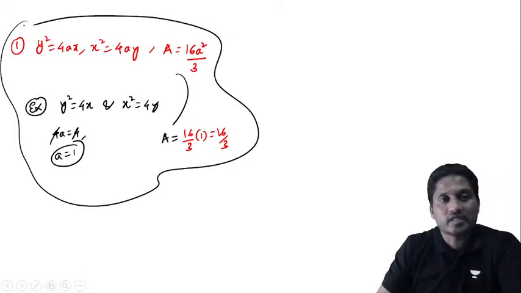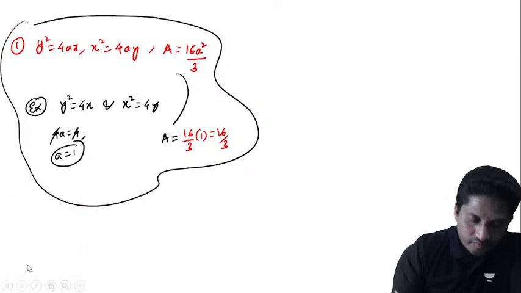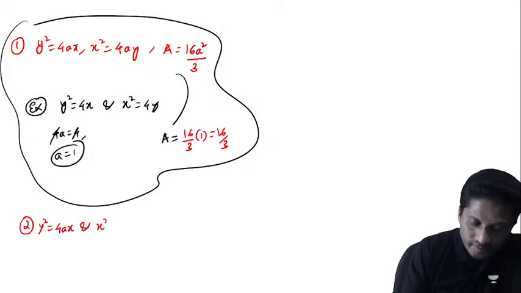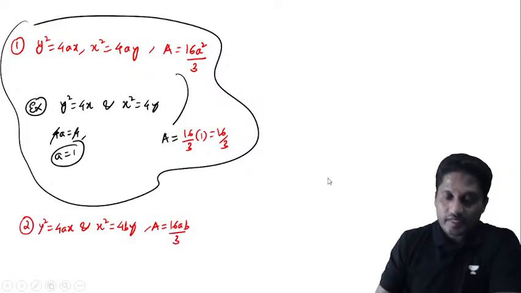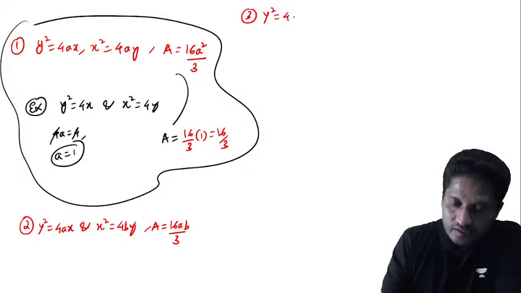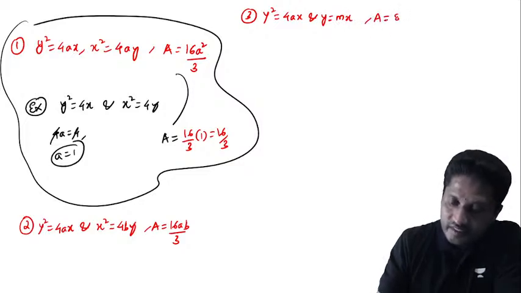Remember this result. Similarly, suppose y square is equal to 4x and x square is equal to 4by, both the values of a and b are different, then area will be equal to 16ab by 3. Now suppose you have the area bounded by the parabola y square is equal to 4x and the line y is equal to mx, then area will be equal to 8a square by 3m cube.